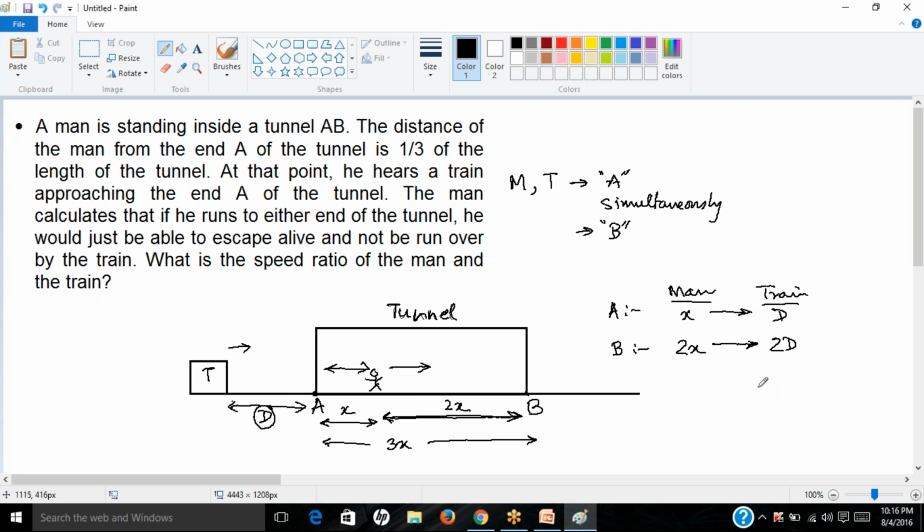Very simple. So conclusion is what? That the length of the tunnel is equal to D. Am I right? See, I am not doing any calculations. I am just observing this. If the man has to travel 2x, the train must have covered 2d. So from here to point B, the distance must be 2d. So 3x must be d, because you already have d for this part.